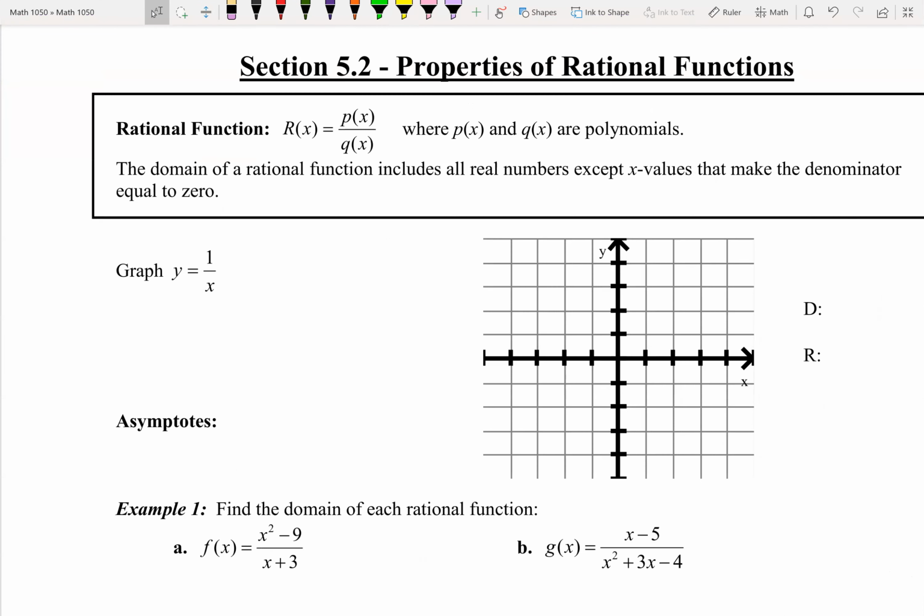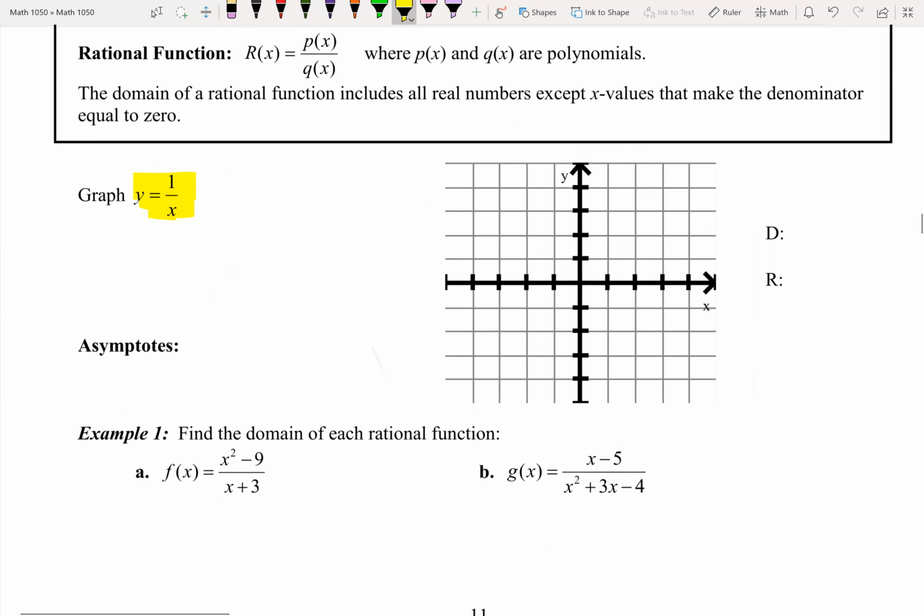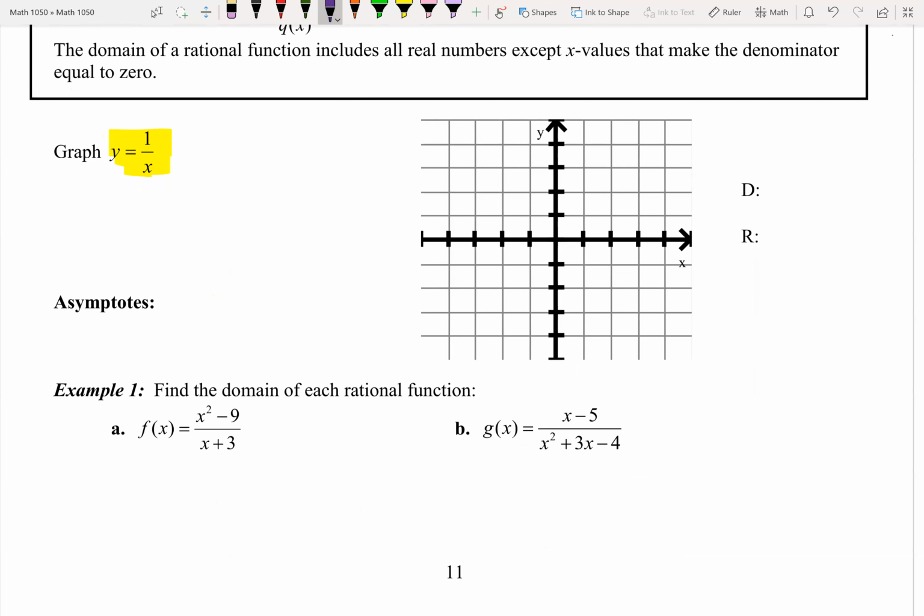All right, so this is 5.2, rational functions, okay? So I'm going to start this lesson out by actually graphing a rational function. And it's just going to start getting you thinking about what they look like, okay? So everybody look at that equation, and I want you to tell me, what is the domain of that equation? Everybody tell me. X can't be 0, okay? So everybody just write X cannot be 0 right there for the domain, okay?